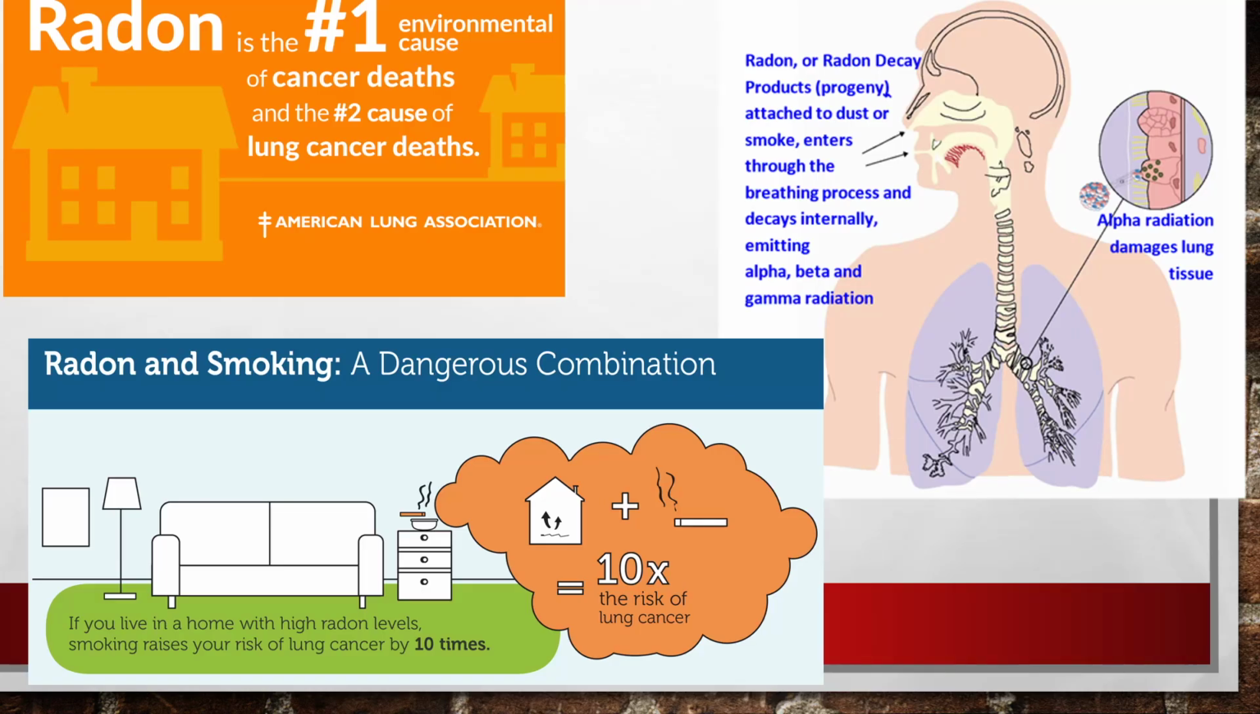So it's the number 1 environmental cause of cancer deaths and the number 2 cause of lung cancer, remember, right behind smoking. And having that combination can give you a 10 times greater risk of lung cancer if you live in a home with high radon levels and smoking in the home.